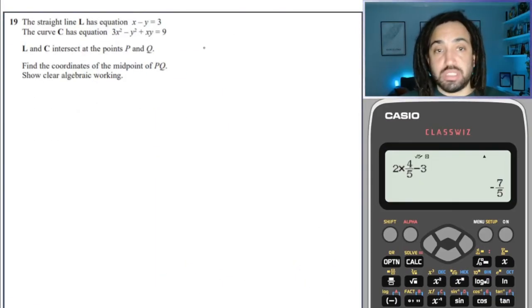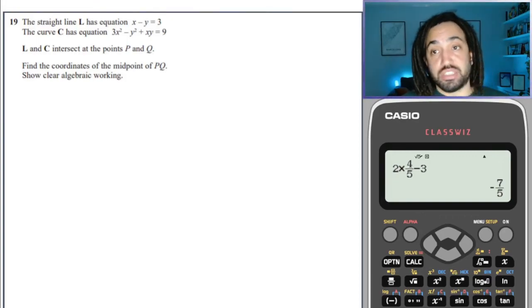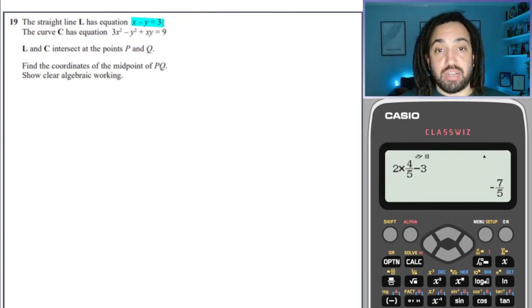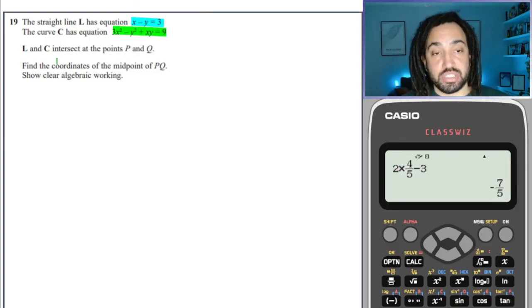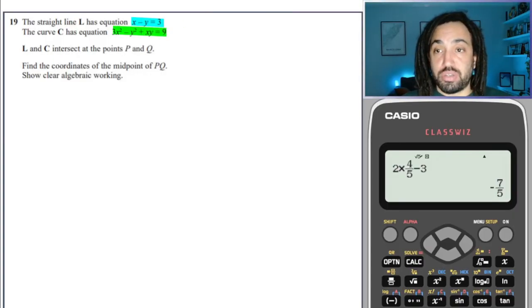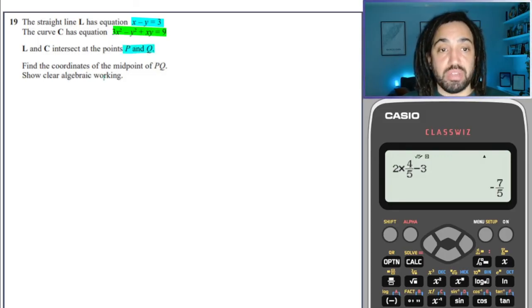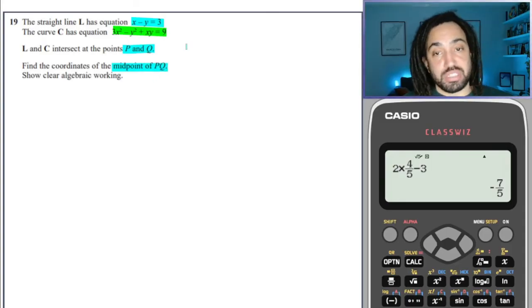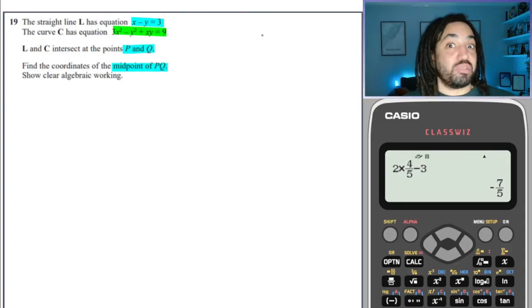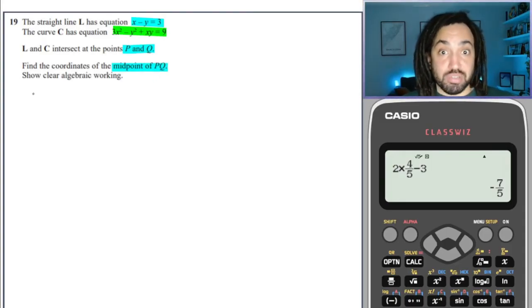Okay, final question, and we've got straight lines. So we've got the linear one, and we've got the quadratic one, and where they intersect is the solution to the simultaneous equations. So that will give us points P and Q. And then it says find the coordinates of the midpoint of P and Q. So just an extra little step to make this the hardest question in a topic which is relatively routine.